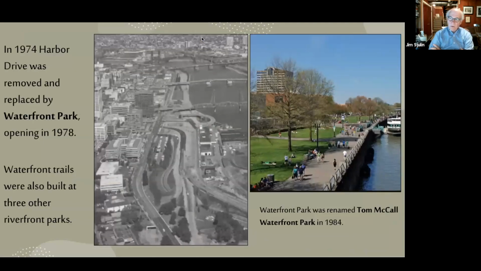Next milestone on the next slide is that the Tom McCall Waterfront Park, or what we call Tom McCall Waterfront Park now, started to form in 1974 when Portland ripped out a highway along the west bank of the Willamette River right in downtown Portland. And so that opened the way for a nice esplanade, wide path of about 16 feet in width next to the river. Next slide.